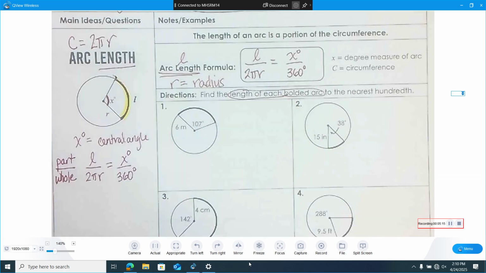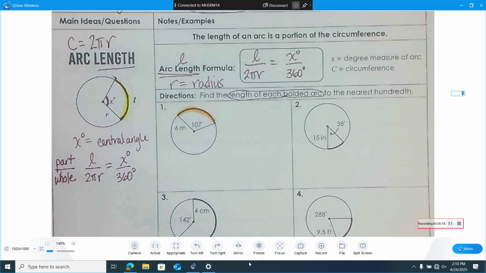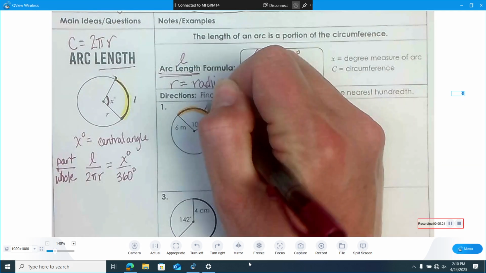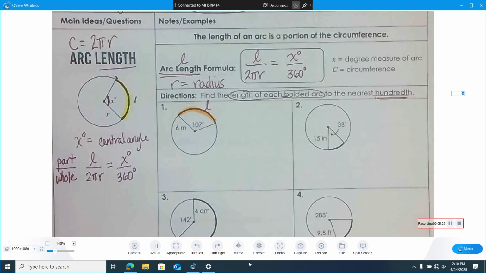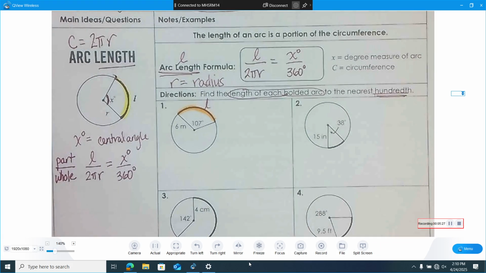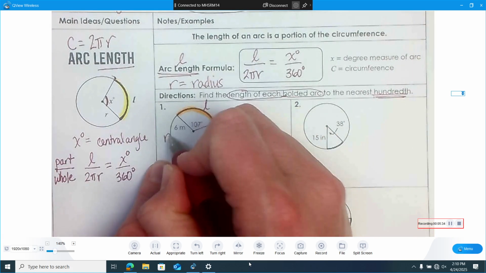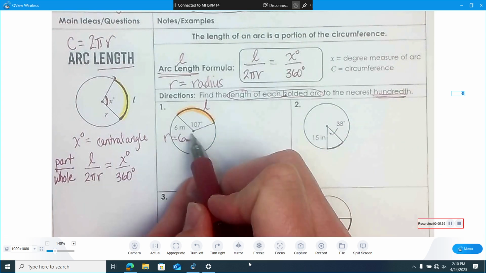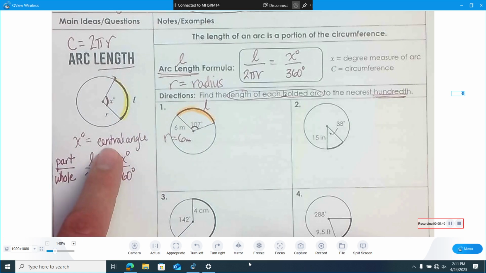All right, when I look here, we want to find the length of each bolded arc. So you can see that here. Here's our little bold arc right there. And that's what we want to find the length of, so I'm going to call that L. And we're running to the nearest hundredth, so again, pay attention on Delta Math. What is the 6 meters? That's your circle radius. That's your radius. Okay, so R equals 6 meters. And this 107 is our X central angle.